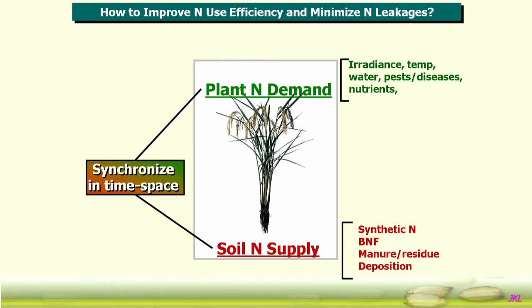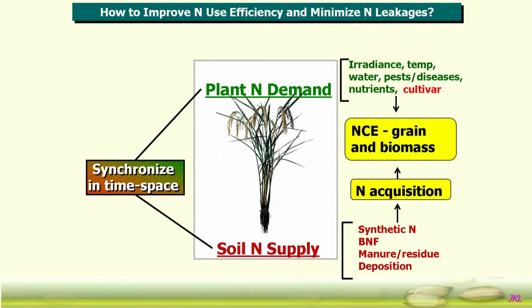So demand is determined by the crop, and that depends on climatic conditions like irradiance, water, pests, diseases, and also the kind of variety you have. If you have hybrids, for example, you probably have high demand. And the supply side is all the sources of nitrogen: synthetic nitrogen, fixation, manure deposition. And so you have these two parameters which one should look at.